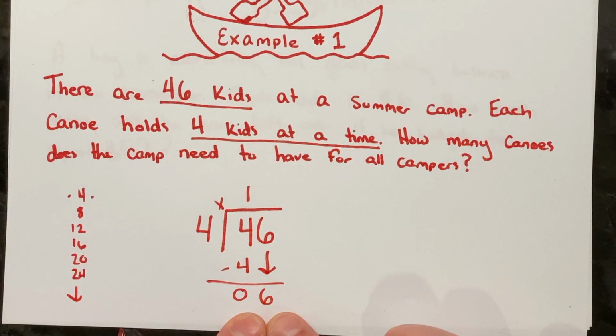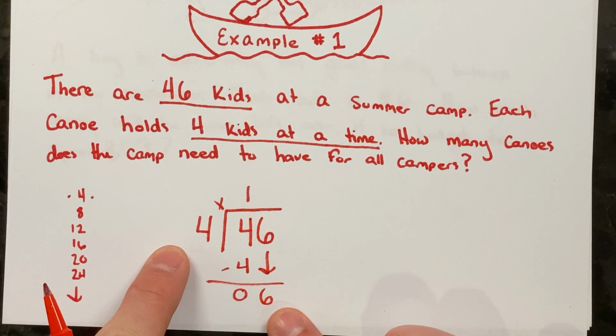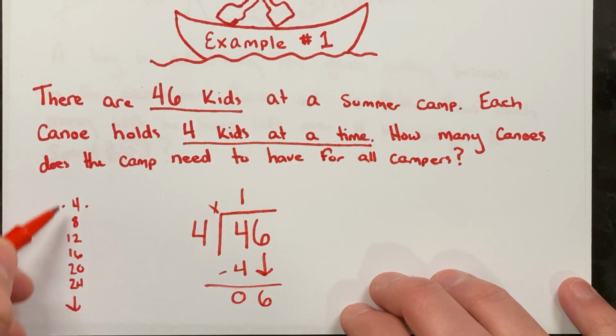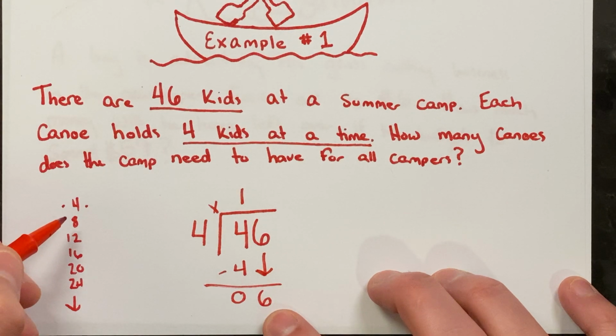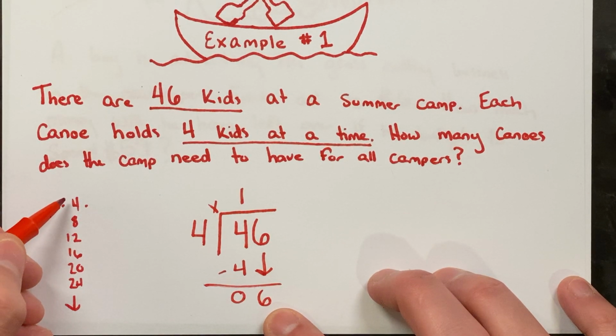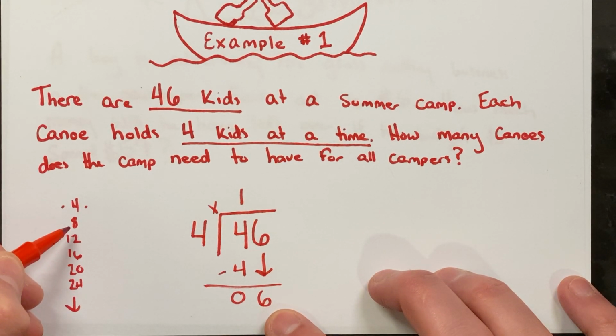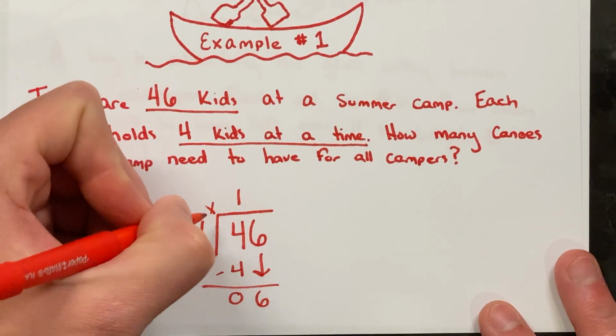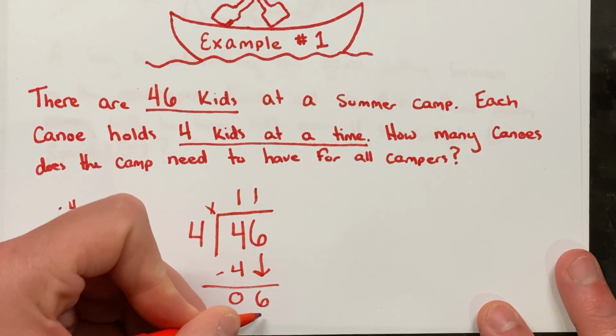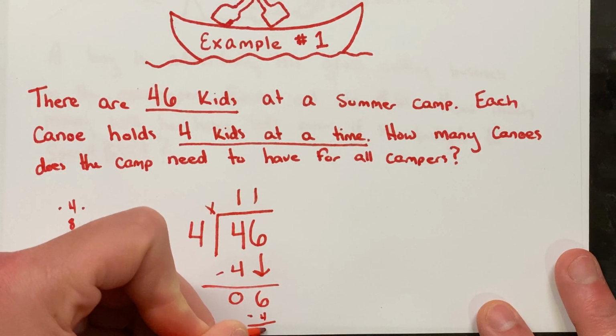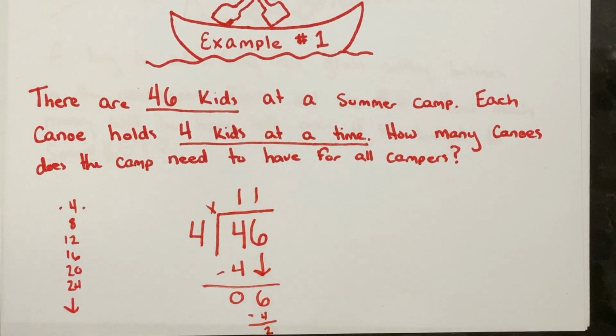Now my new division problem is 6 divided by 4. Well, of all of the jobs that 4 knows how to do, the closest one to 6 without going over is 4. 4 is a little bit under, but 8 is too big. So again, I'll multiply 4 by 1, and 4 times 1 again is 4. And when I subtract, I have a remainder of 2.